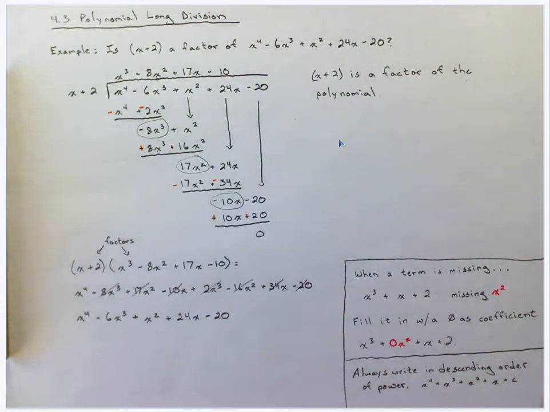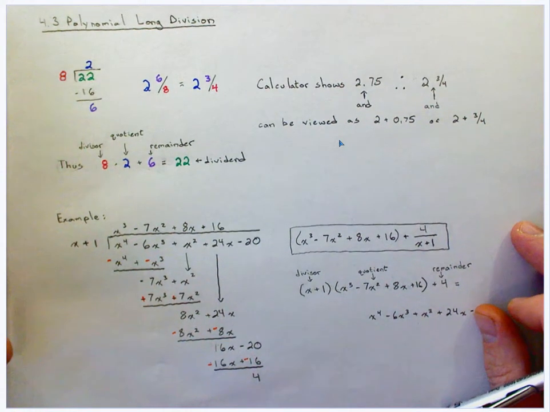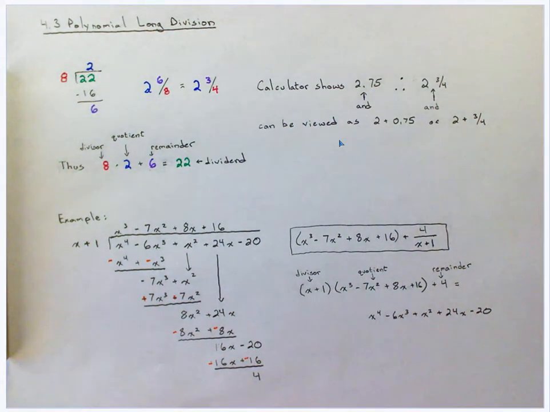So what happens though if we have a divisor that is not a factor? That's what I want to look at in this video. And we deal with that with our arithmetic long division also. We end up with the remainder.